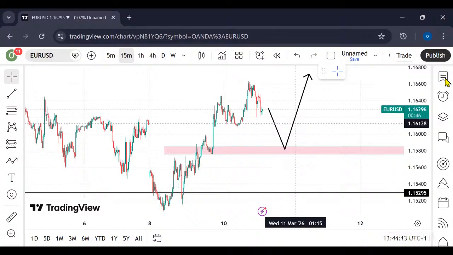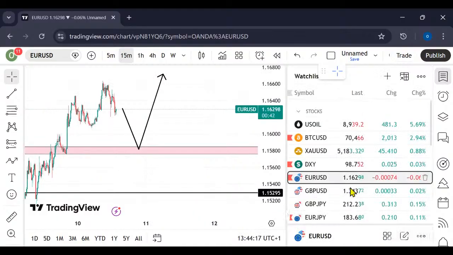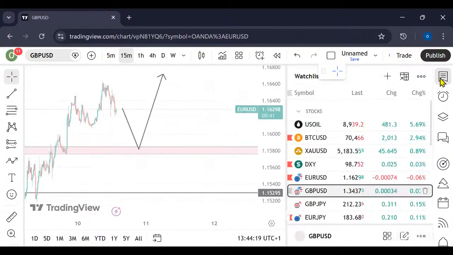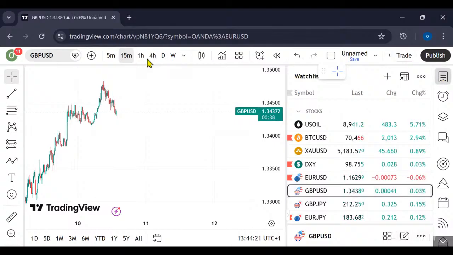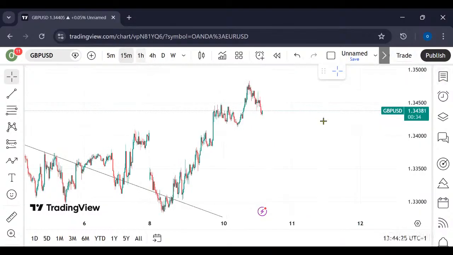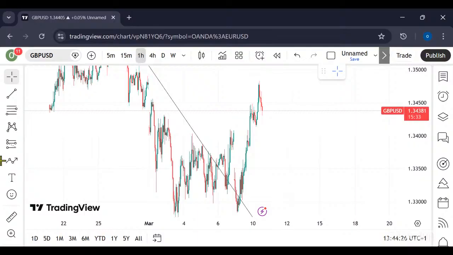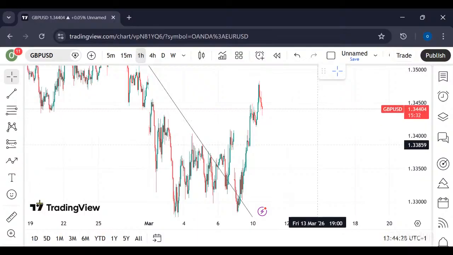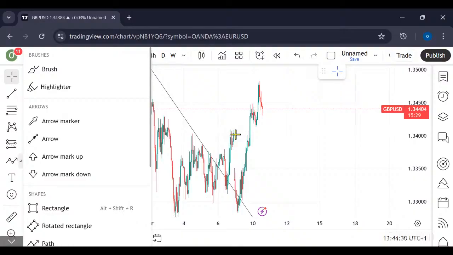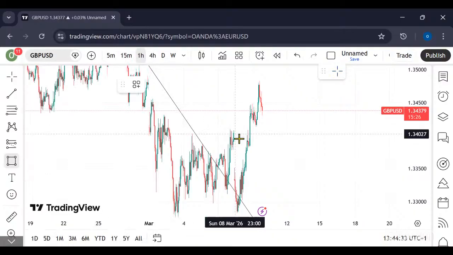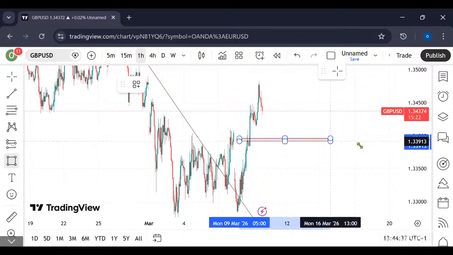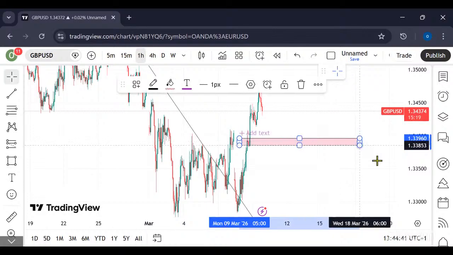Okay, now GBP USD is also the same thing. I'm expecting a pullback. Exactly, I'm expecting a pullback in this area. You guys should pay attention to these areas that I'm mapping. Okay, now there's a demand zone here. So I'm expecting a pullback here, and we buy to the upside.